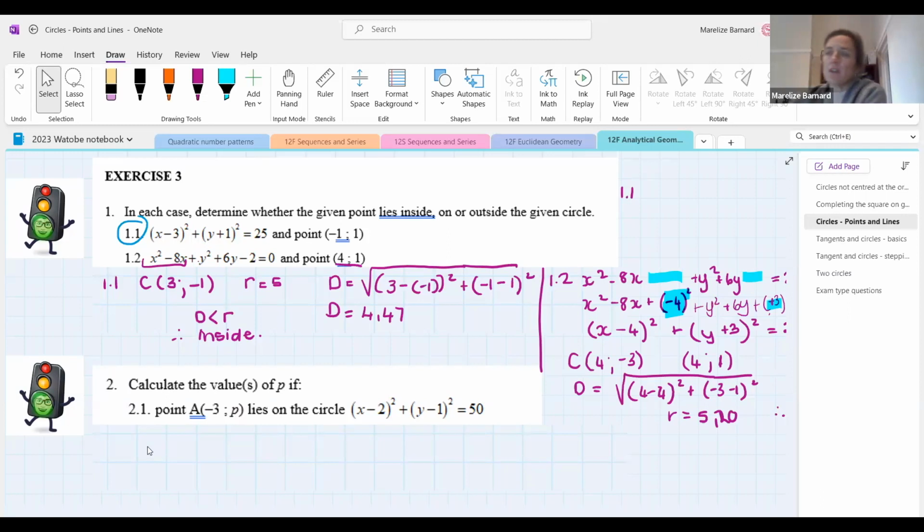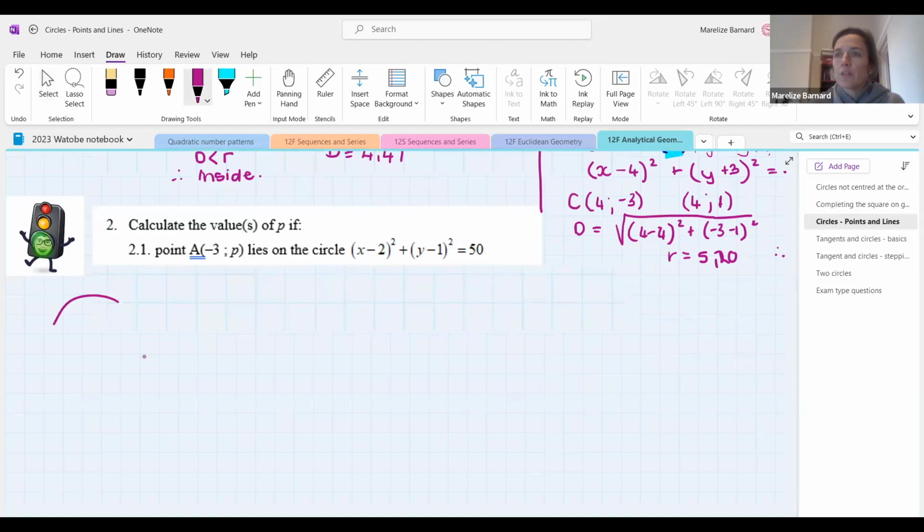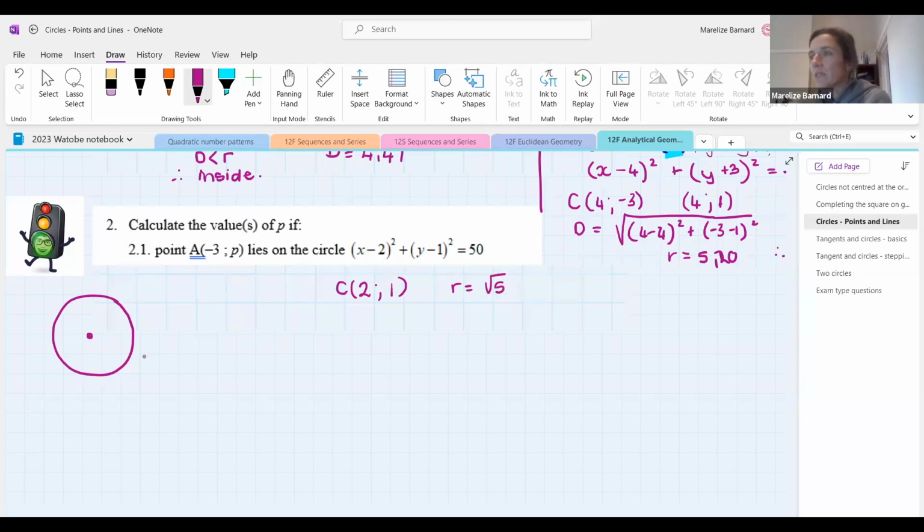So if the point lies on the circle, what did we say about that distance? And maybe what you can also do is, if you're not sure what to do, draw a picture. Draw a picture. Here's my circle. Here's the center, so you can already fill in the center. So let's start putting some clues together to the puzzle. The center of the circle is 2 and 1. The radius is root 50.